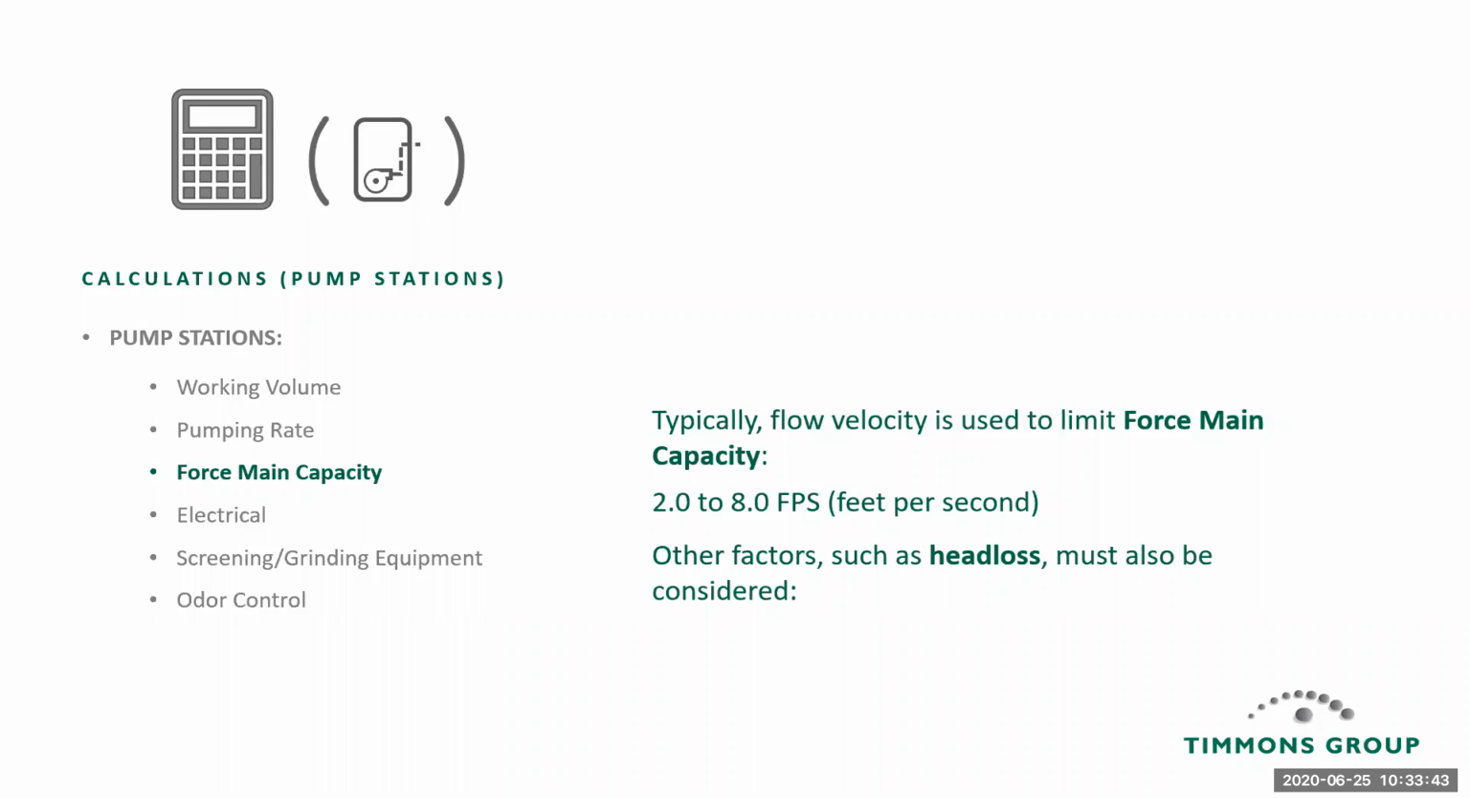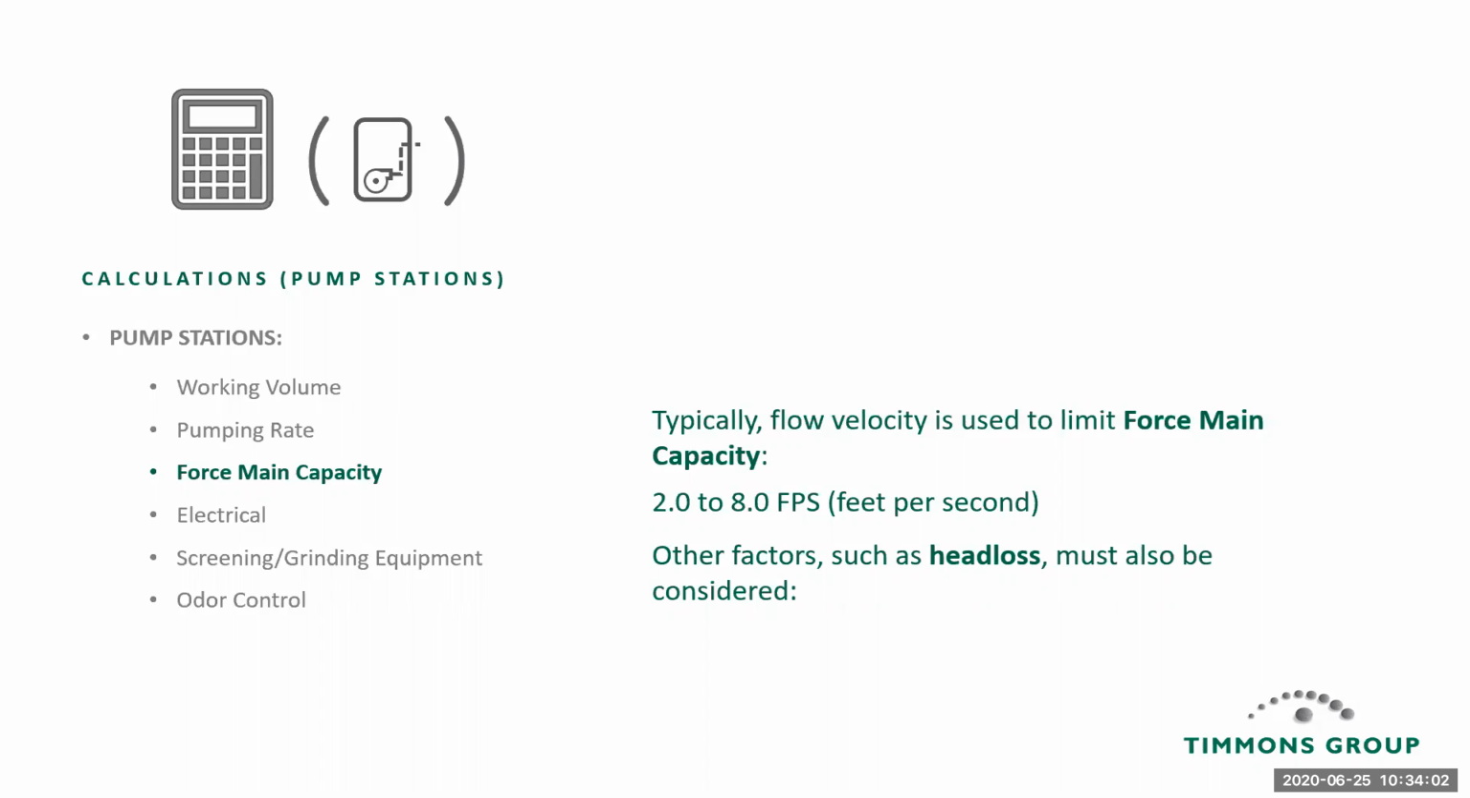Typically, I will design to maybe 6 feet per second. If we get to 8 feet per second, the amount of energy that has to go into the system tends to get a little high, depending on the length of the force main. So that said, there are other factors to be considered, not just main velocity. Factors such as head loss.